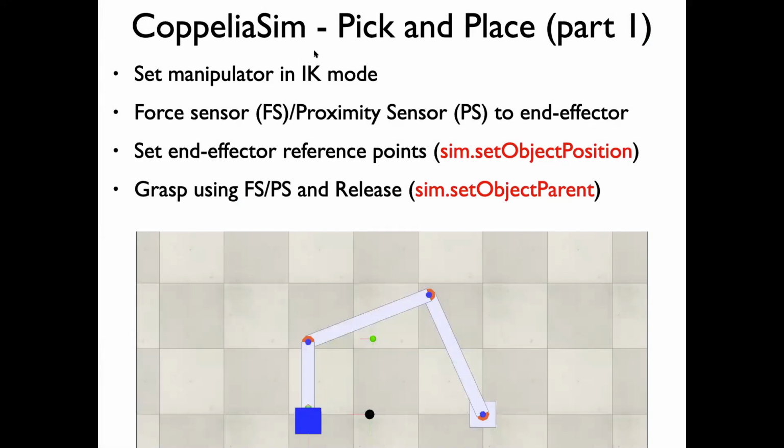Today's class is using CoppeliaSim to do pick and place. I decided to go with a simple 2D example. So here you can see from the figure, we need to move the blue block from where it is to this black dot.